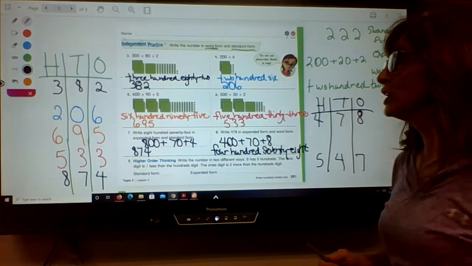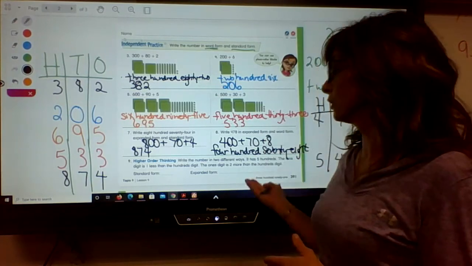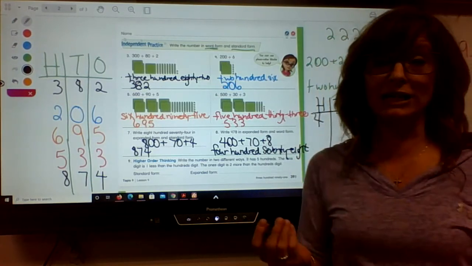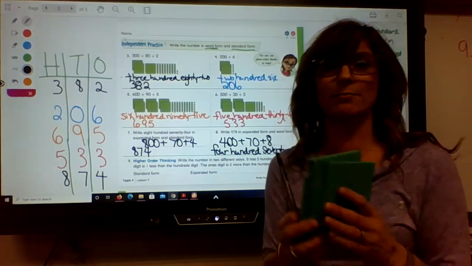If you like this and you want a little more of a challenge and your teacher asks you to, flip to the next page, 392, and complete that. But don't forget to do your quick check and use these manipulatives in your math bag.